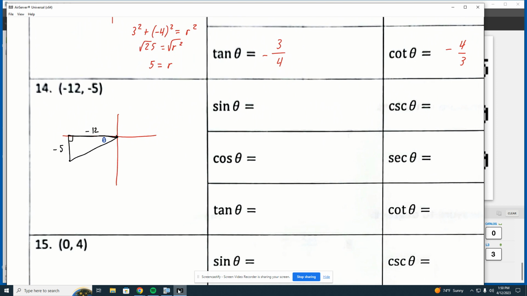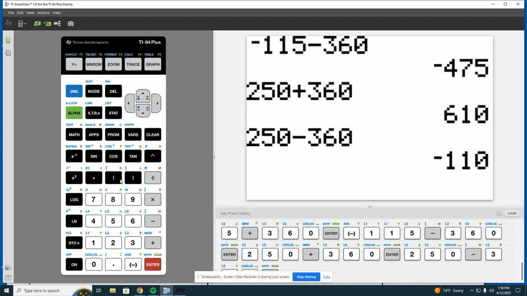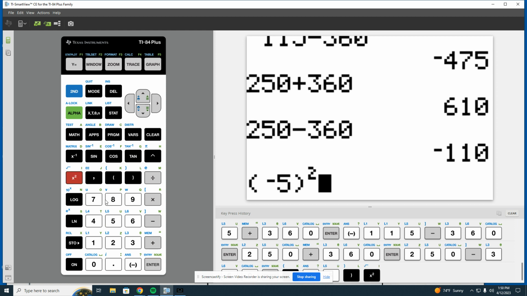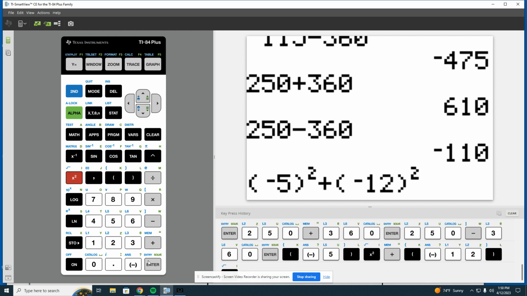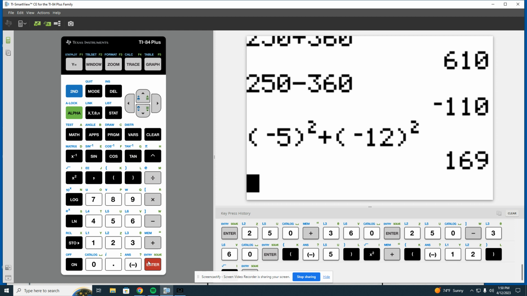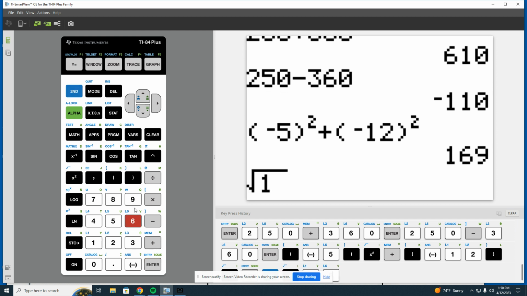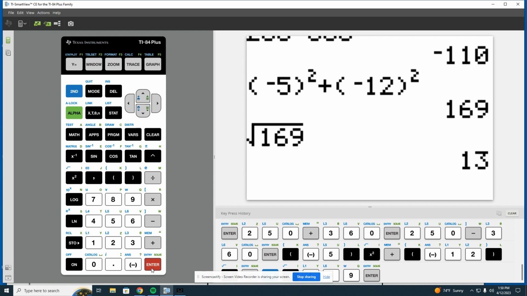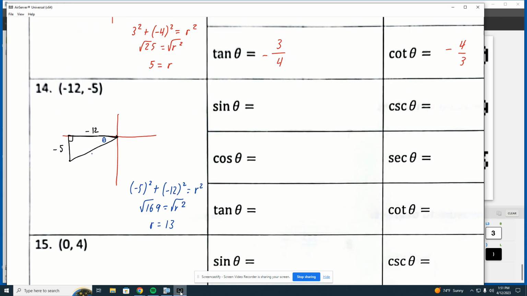Now, just like the last problem, I need to find my r. So that's negative 5 parentheses squared plus negative 12 in parentheses squared equals r squared. Now, maybe you can't do that one in your head, but I'm going to type in negative 5 close parentheses squared plus in parentheses negative 12 close parentheses squared. And when I calculate that, it's 169. So 169 equals r squared. We always take the square root. So I'm going to take the square root of 169, and that value is 13. My radius, my hypotenuse, if you will, is 13.